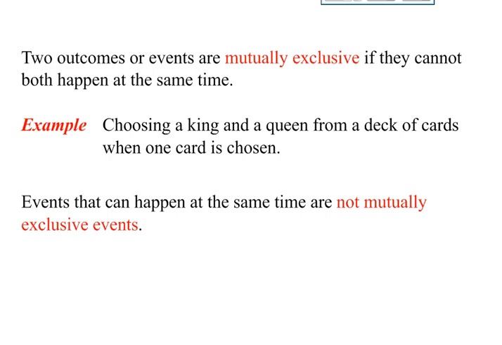Events that can happen at the same time are not mutually exclusive events. For example, if you were picking one card from a deck, choosing a 2 and a heart on the same card can happen, the 2 of hearts. So those would be events that are not mutually exclusive.